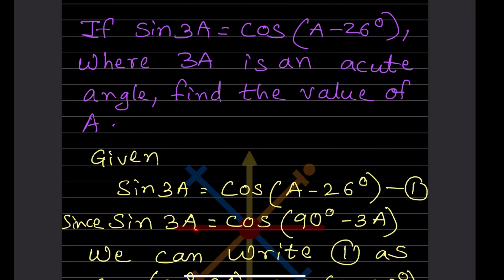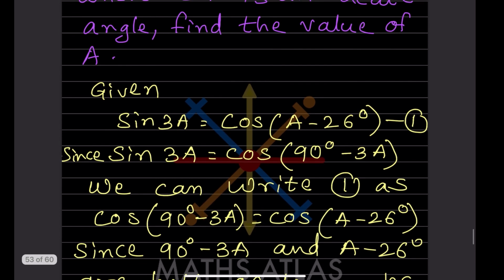Now since sin 3A is what? Cos of (90 minus 3A). So in place of that theta, we are going to write here 3A. 90 minus theta, right? So this is theta. So sin theta is cos(90 minus theta). So in place of that theta, we are going to write here 3A. So we can write this equation number 1.